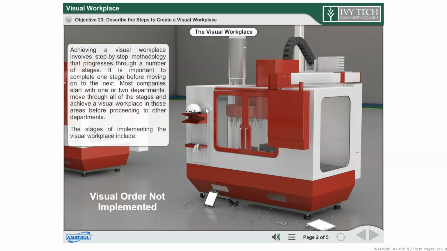The stages of implementing the visual workplace include: Stage 1. Implement visual order. Stage 2. Target standards. Stage 3. Eliminate errors.